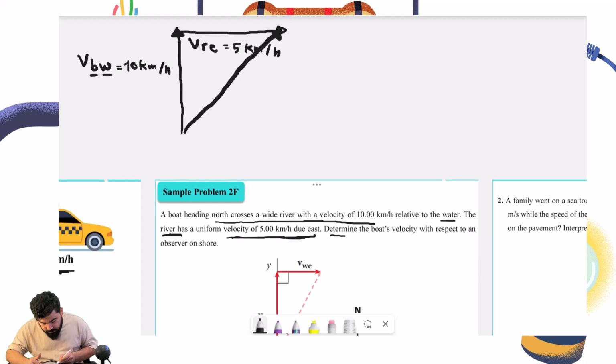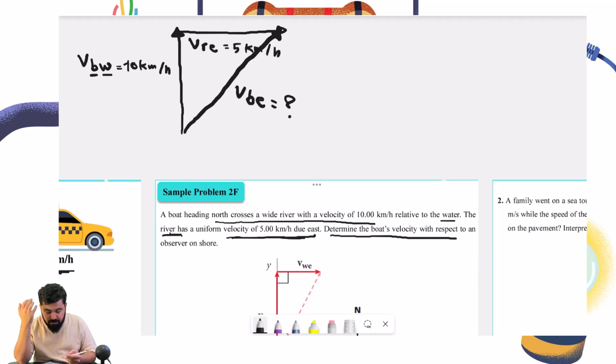It says, determine the boat's velocity with respect to an observer. If it says relative to an observer, it means relative to Earth. So we're going to say the velocity of the boat relative to Earth is equal to what? Or you can basically say O instead of E. Instead of Earth, we're going to say observer. It doesn't matter. Now, the velocity of the boat relative to the observer is equal to what?